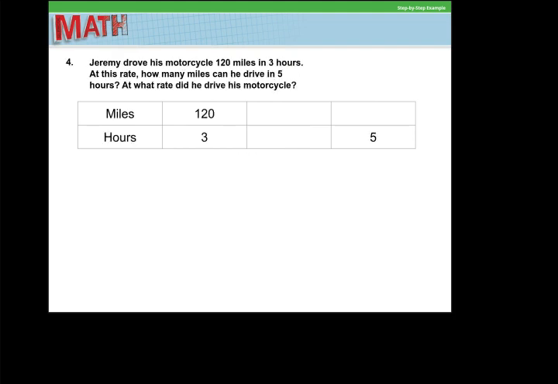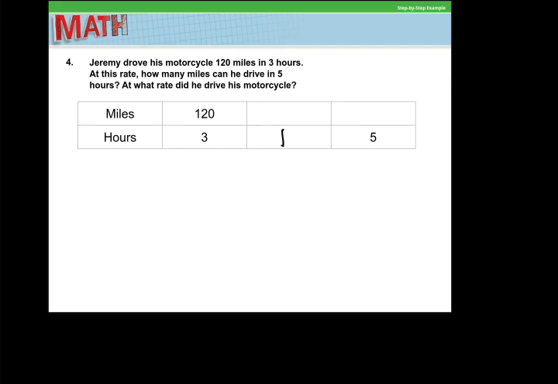All right, last example is on page 474. Jeremy drove his motorcycle 120 miles in 3 hours. At this rate, how many miles can he drive in 5 hours? Again, we cannot just multiply from 3 to 5. So we are going to simplify and then multiply. First we're going to simplify both of those to get our unit rate. Our unit rate, we want to get to 1.